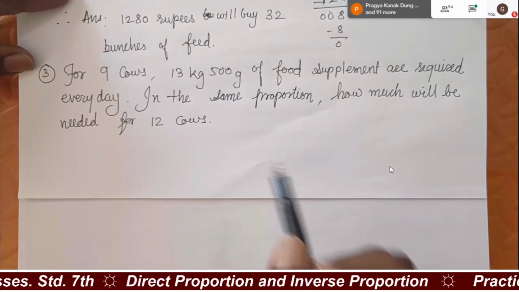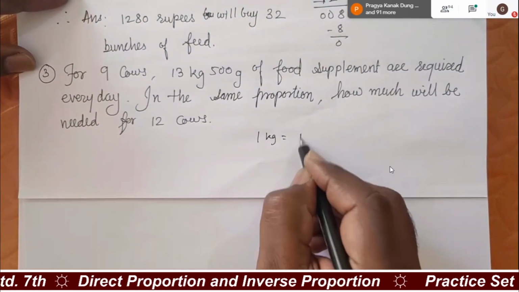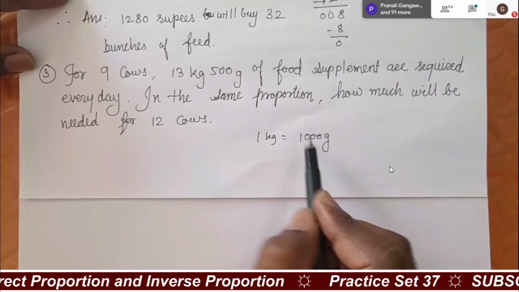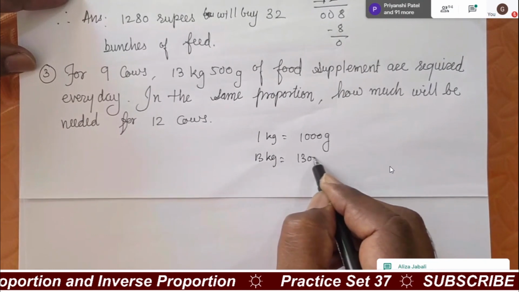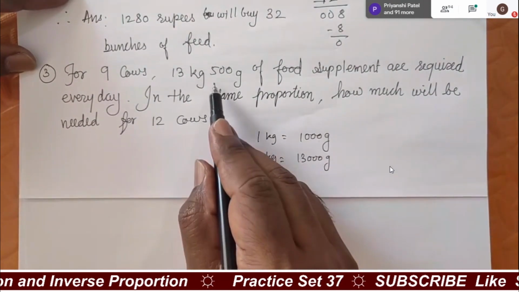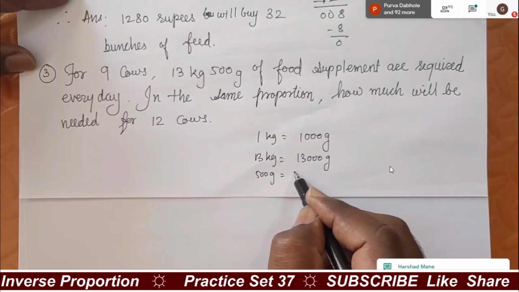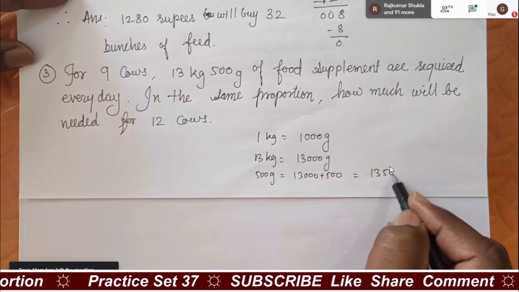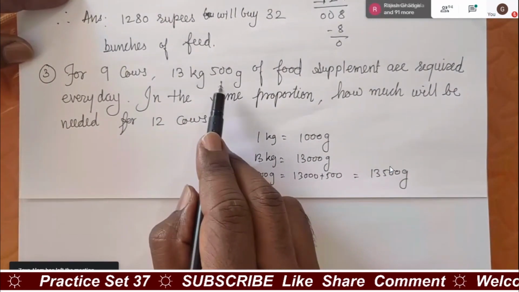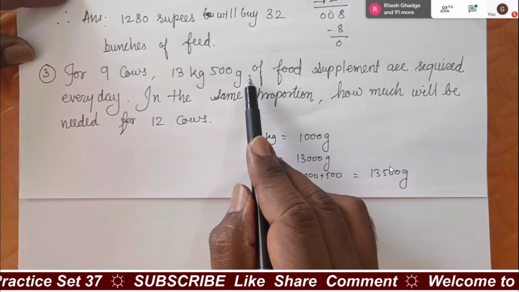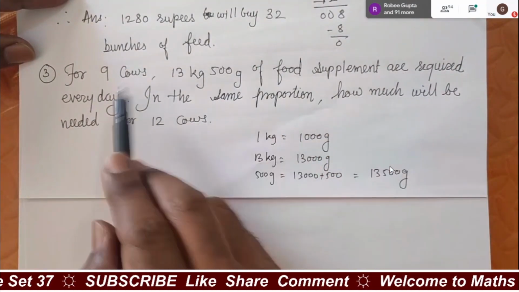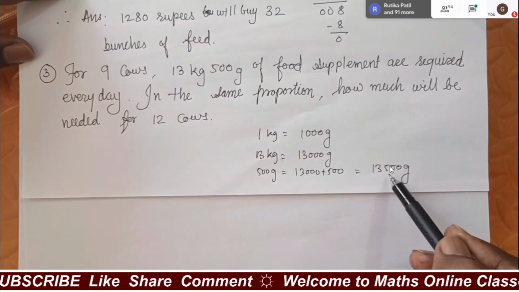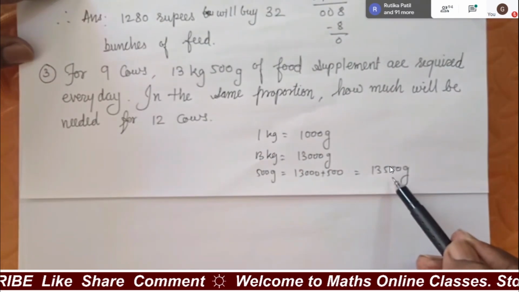We know that 1 kilogram equals 1000 gram. So we will convert it into grams. 13 kilograms means 13,000 gram plus 500 grams. So we have to add 13,000 plus 500, we get 13,500 gram. So a total of 13,500 gram of food supplement is required, and we have to find out for 12 cows. Once we get it, again we can convert it into kilograms and grams.